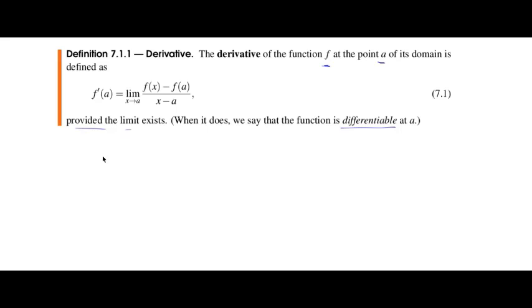We could also define the derivative as the limit when h goes to 0 of f of a plus h minus f of a divided by h. In this case, we introduce x equal to a plus h, and when x goes to a, h has to go to 0. So this definition is equivalent to the other one.